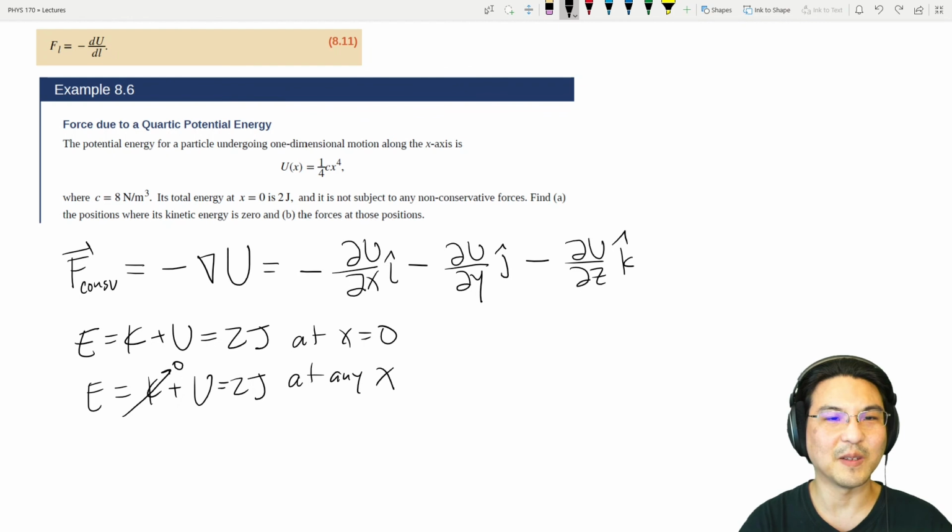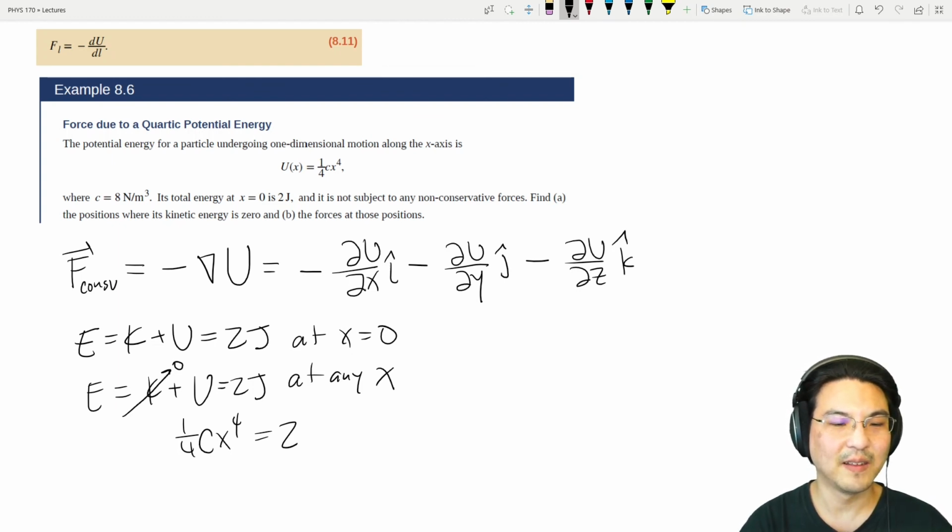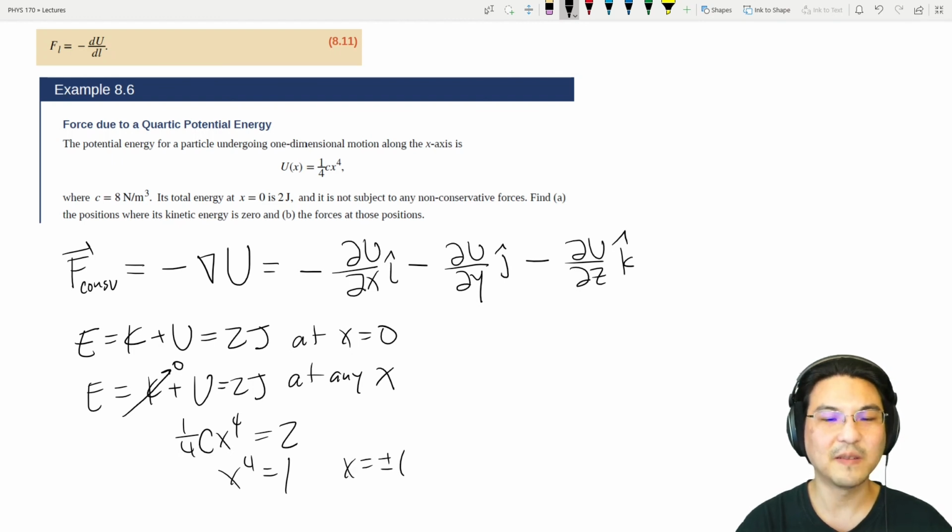The potential energy is given: 1/4 c x to the 4th equals 2 joules. Solve for x. Move the 4 to this side, so x to the 4th equals 2 times 4 over c, which is 8 over c. And c was given as 8, so this is 1. So x equals plus or minus 1. That's part A.